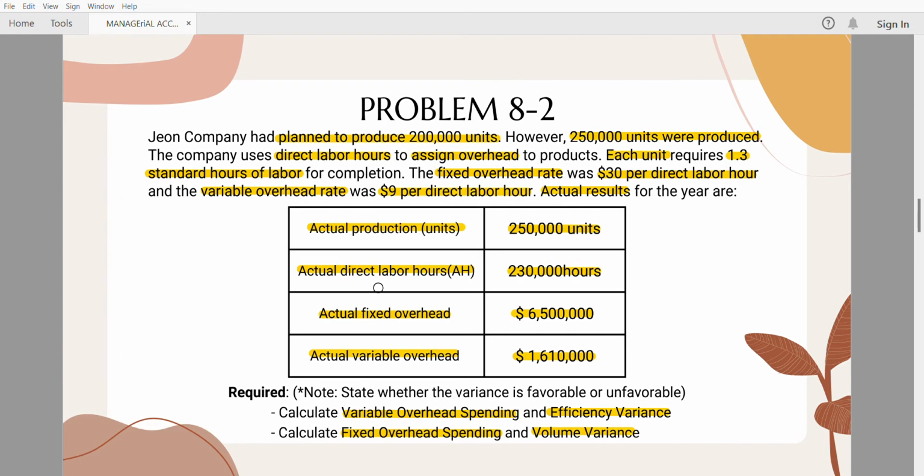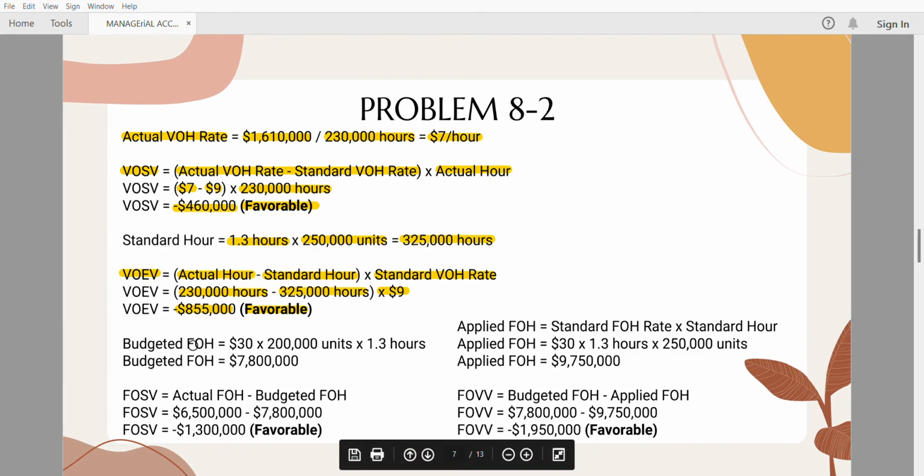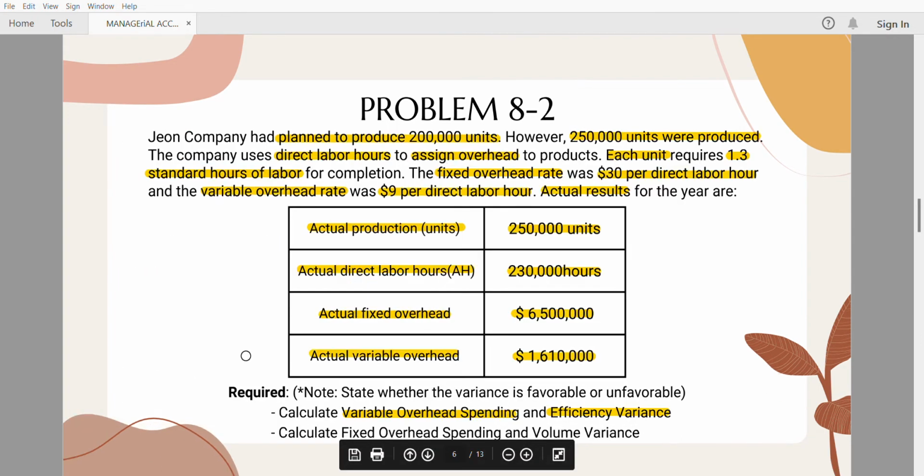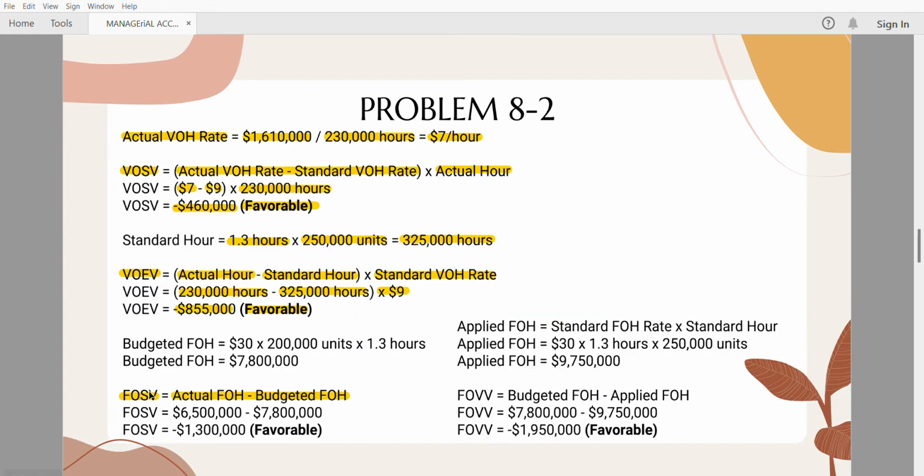Okay, continue to the next one, which is fixed overhead spending variance. Fixed overhead spending variance has the formula of actual FOH minus budgeted FOH. As simple as this. Actual FOH is stated down here. The actual fixed overhead is $6,500,000. So we get it ready.